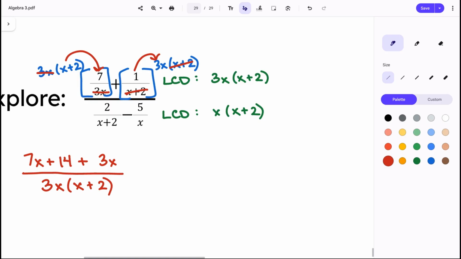How can we simplify the top here? What can we put together? 7 and 3, so it's 10x plus 14 all over 3x times x plus 2.